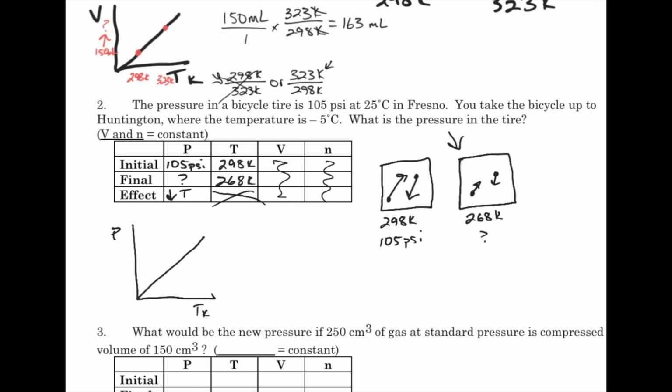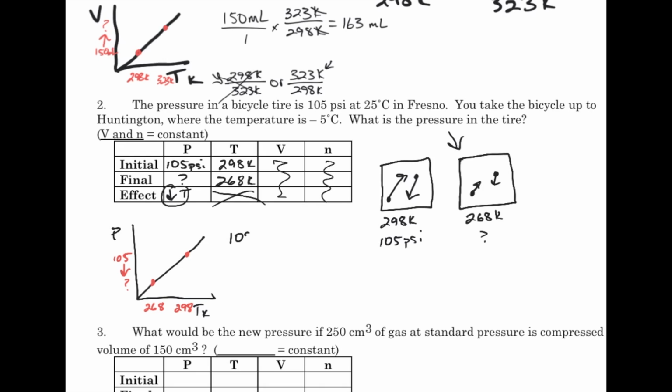So we start out with a point at 298 Kelvin and 105 psi. Right, we know that we now have a new temperature of 268 Kelvin. Well, we can easily see then that the pressure is going to go down because of the change in temperature, right? So, again, what this effect box tells us is how to arrange our conversion factors.